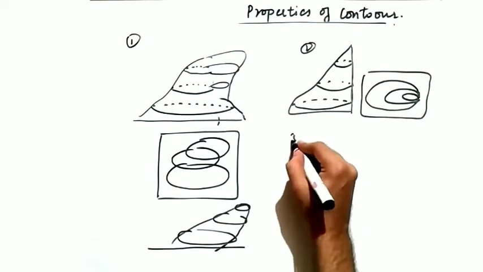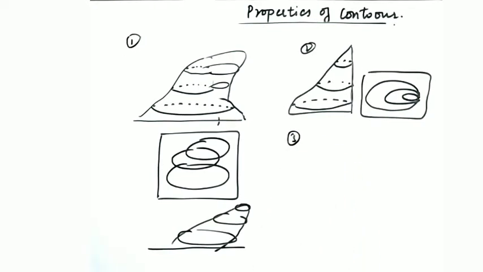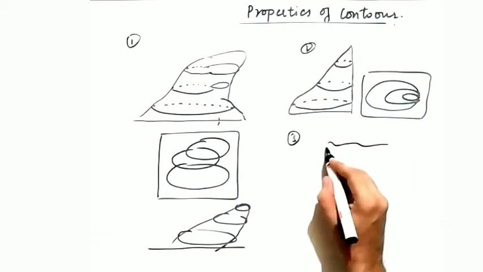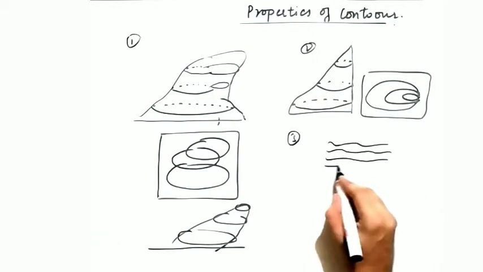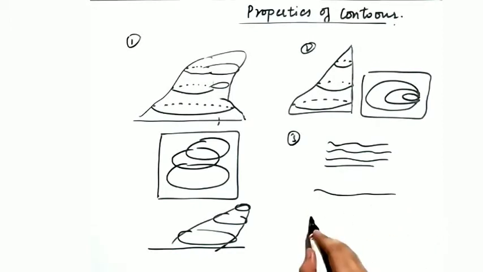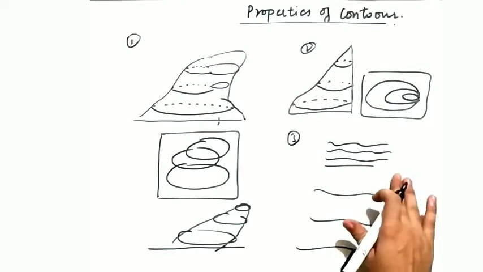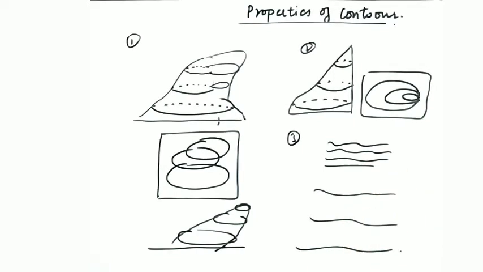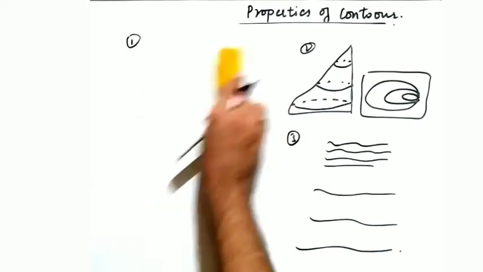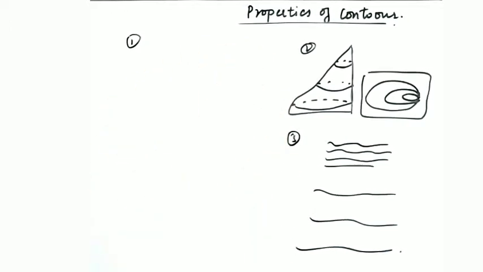The third property says that contour lines close together indicate steep slopes. When the contour lines are very close to each other, they indicate steep slopes, and when they are far away, they indicate gradual slopes. A flat terrain is actually indicated by these, and this indicates that the terrain is not at all flat, it is very steep.